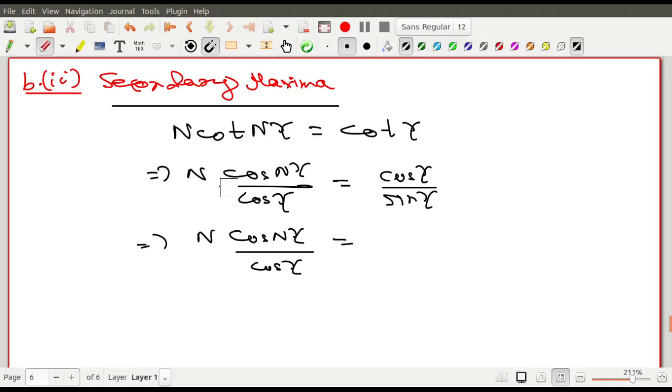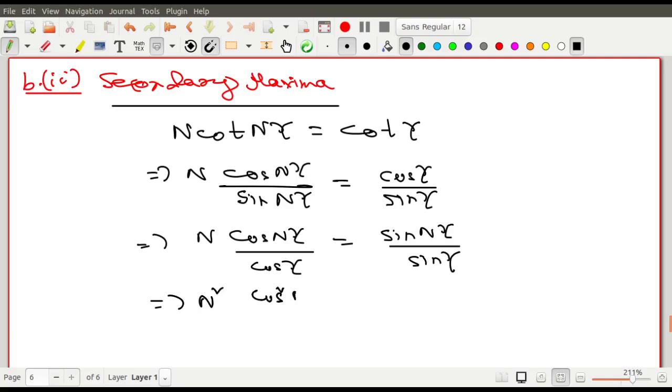What is this? cot n gamma is cos n gamma by sin n gamma, sorry. So you just interchange these two positions, bring cos gamma here and sin gamma. So you just change the position of this cosine and sin. Squaring, this results in cos square n gamma by cos square gamma. This will give you sin square n gamma by sin square gamma.